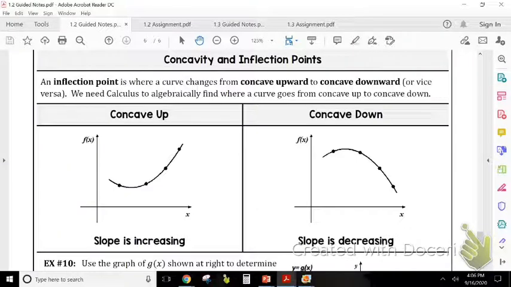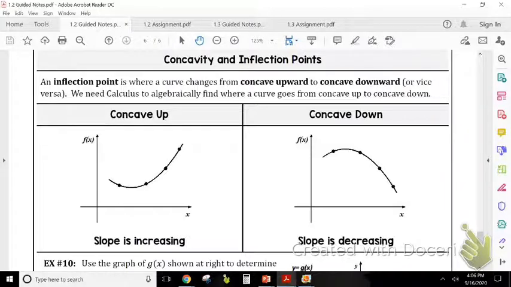Okay, and the last part of 1.2 talks about concavity and inflection points. So an inflection point is where a curve changes from concave up to concave down, or vice versa. We need calculus to algebraically find where a curve goes from concave up to concave down. So we're not going to actually find it. We're going to look for it. We're going to estimate it, but we're not going to find where it actually happens.